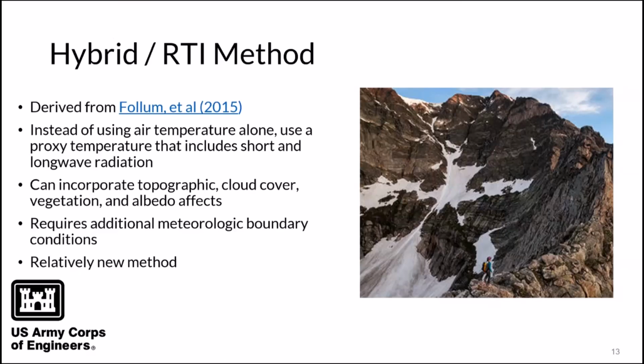This method improves upon the temperature index method by using essentially a proxy temperature. And we can get at a proxy temperature by including representations of long and shortwave radiation. Since we incorporate short and long wave radiation, we can do some really cool things, like account for solar shading, right? Look at this picture on the right. Where's the snow in this area? It's where the sun doesn't shine all the time, right? Snow is going to do that, and we can represent that with solar shading processes. You can't do that with temperature index. And I'll talk about how we actually go about doing that in a second.